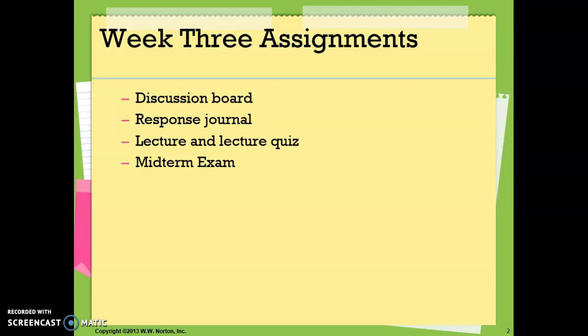All right, so this week we have 4 assignments. Unfortunately, even though there's a holiday, we forge ahead with these short classes in the summer, even though there are holidays during the week. So we have the same amount of assignments as we would have anyway. We have a discussion board this week, a response journal, a lecture and lecture quiz, which are taken care of now. And then at the end of the week, after the 4th of July, we have the midterm exam.